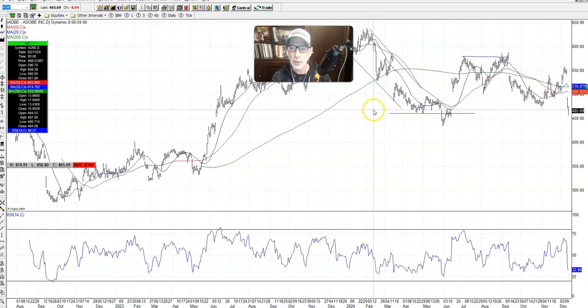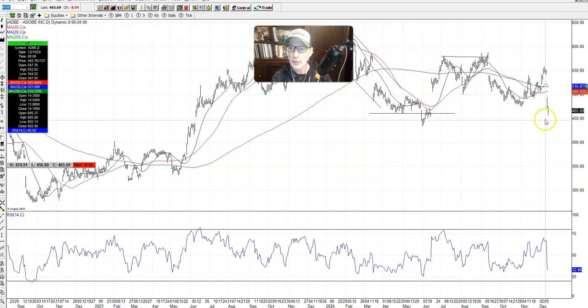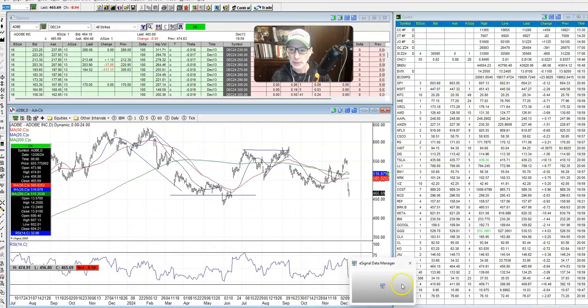Adobe, just disappointing. Had earnings come out, dropped almost $100 a share. Stay away from Adobe for right now. It's not looking that good.